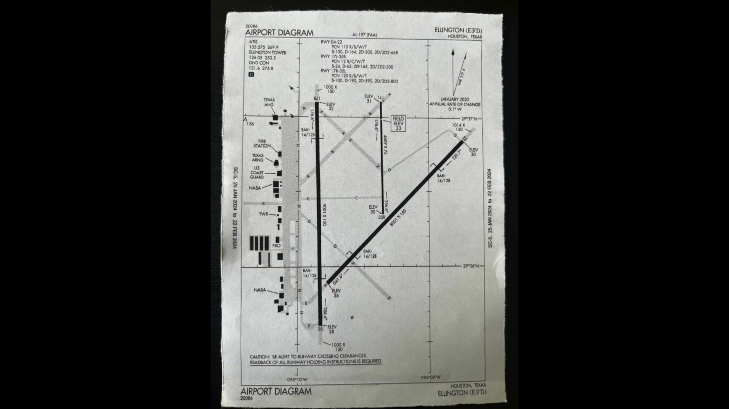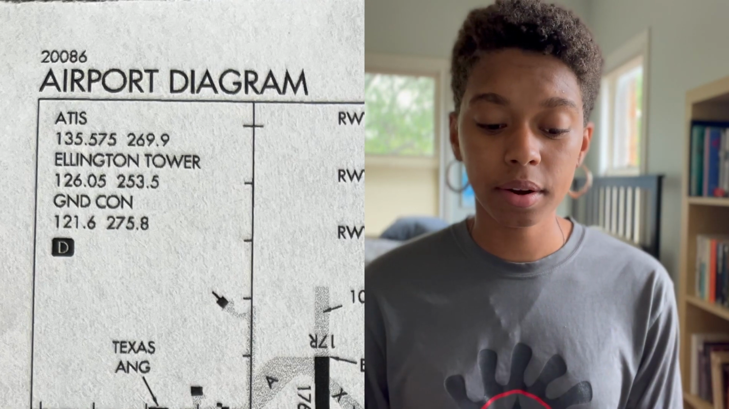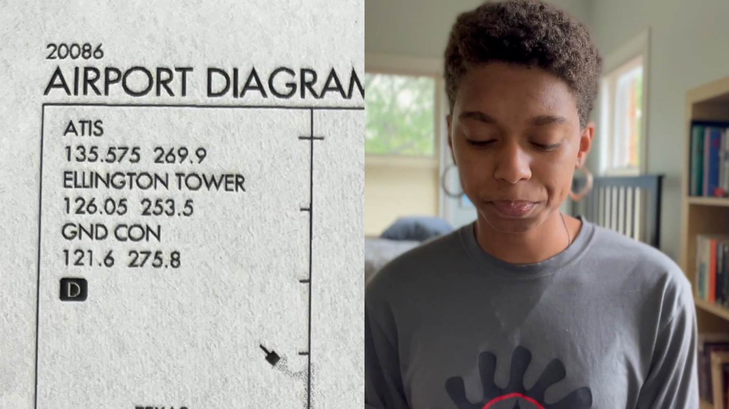To start off, you are going to need to talk to the right frequency. You can find that on your airport diagram. On that airport diagram, there are going to be frequencies, and these frequencies are going to be for ATIS, tower, and ground control.